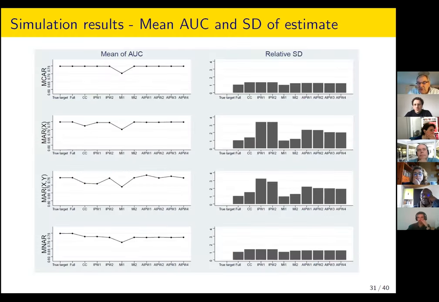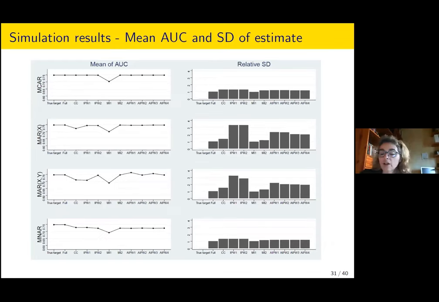I don't know, were you skeptical or just curious? I was curious. I expected a little bit more bias in the MAR XY. Typically I think that the weight should include Y, and in both cases it seems that the MI model should include Y. I know that the augmented inverse probability weighting is more robust than standard IPW, but it was not so clear to me that it was robust even when we do not include the outcome.